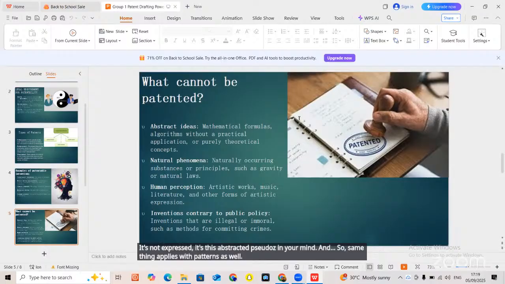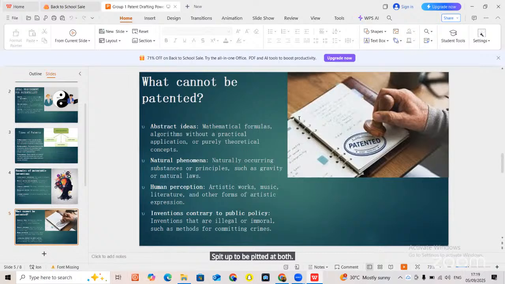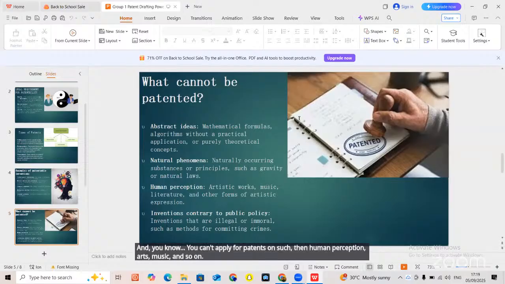Mathematical formulas, algorithms without practical application, or purely theoretical concepts cannot be patented, and neither can natural phenomena such as gravity and natural laws. Sometimes I ask myself, how did guys like Albert Einstein and Isaac Newton get so famous? I thought their discoveries could be patented, but of course it's a naturally occurring phenomenon, and you can't apply for patents on such. Then human perception, arts, music, and so on, patents have nothing to do with that.